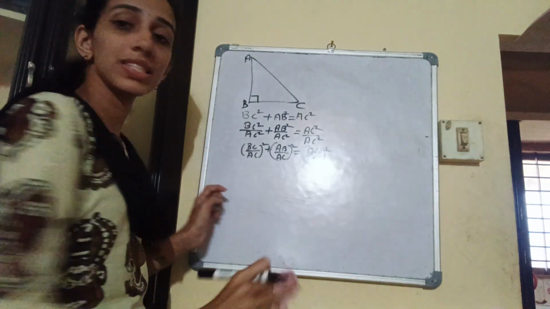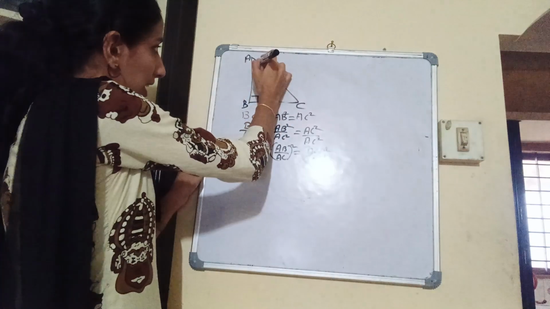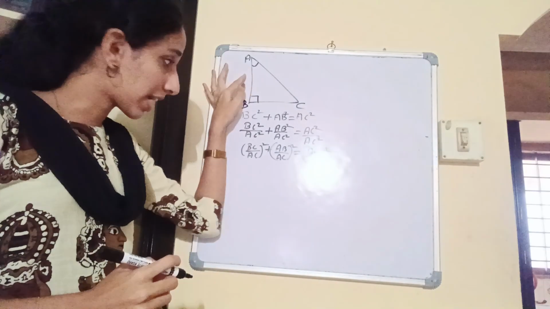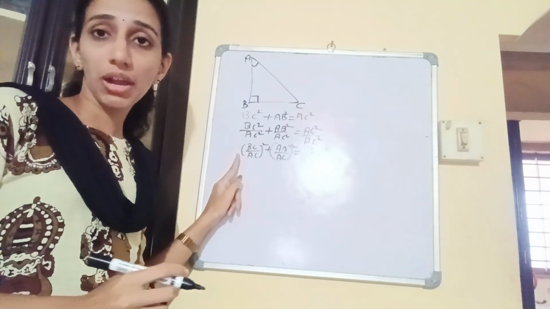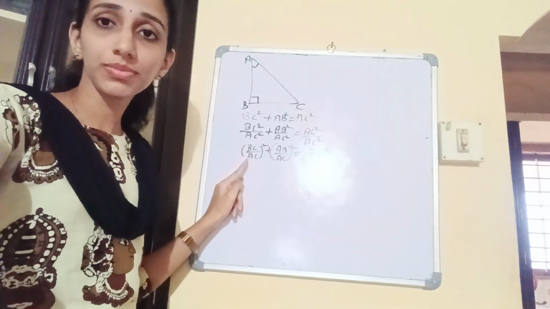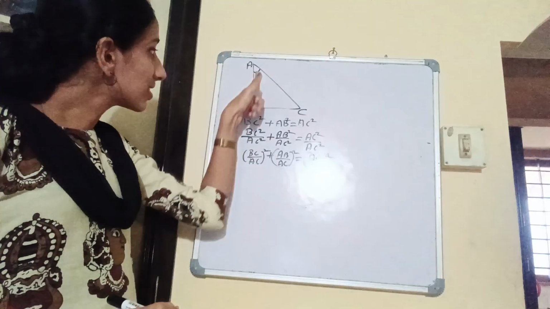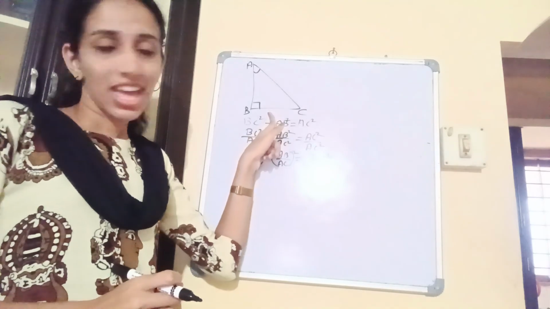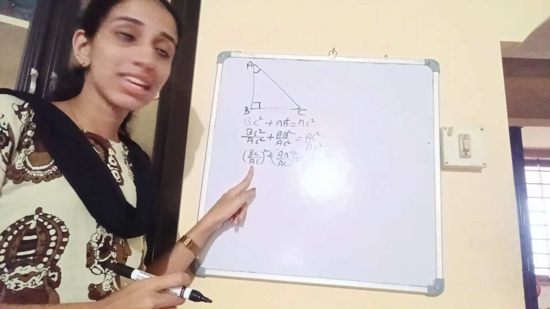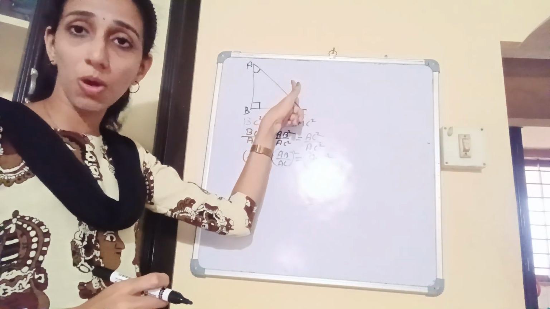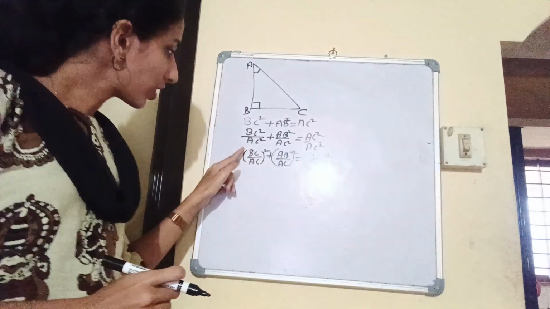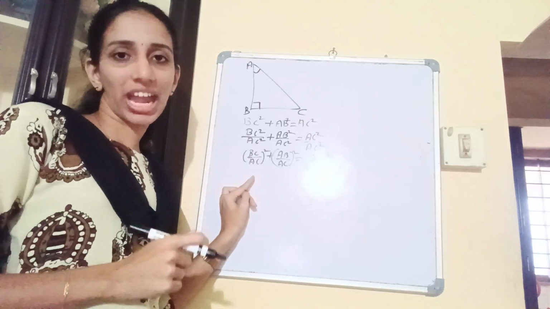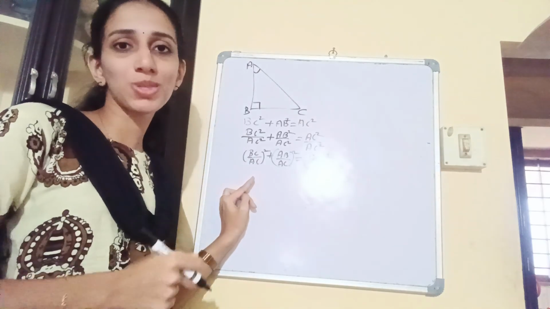So have you heard about BC by AC? We are going to consider angle A. According to this angle A, which side is BC? Yes, this side BC is the side opposite to angle A. And what about AC? AC is the hypotenuse with respect to angle A. So what is this BC by AC? Opposite side of angle A by hypotenuse.